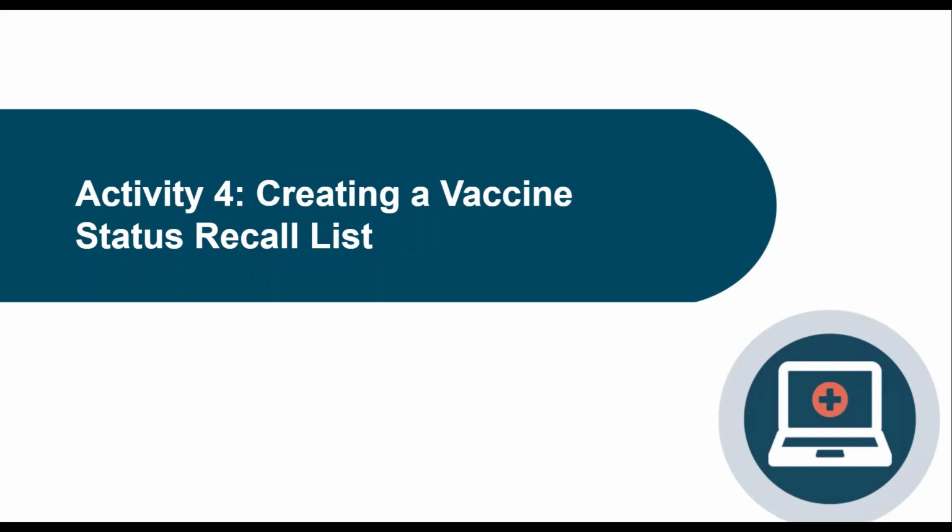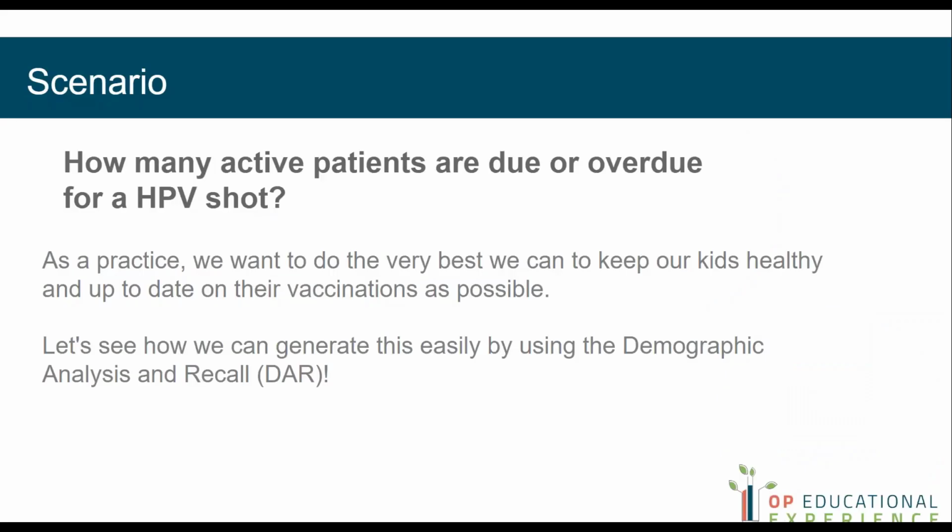Activity 4, creating a vaccine status recall list. This activity will have us create a recall list for patients behind or due for one of their HPV series shots. In this activity, we will be creating a recall list by leveraging OP's backlogic. All practices have access to the backlogic in OP. This is how the system is able to show a series of vaccines as completed or due.